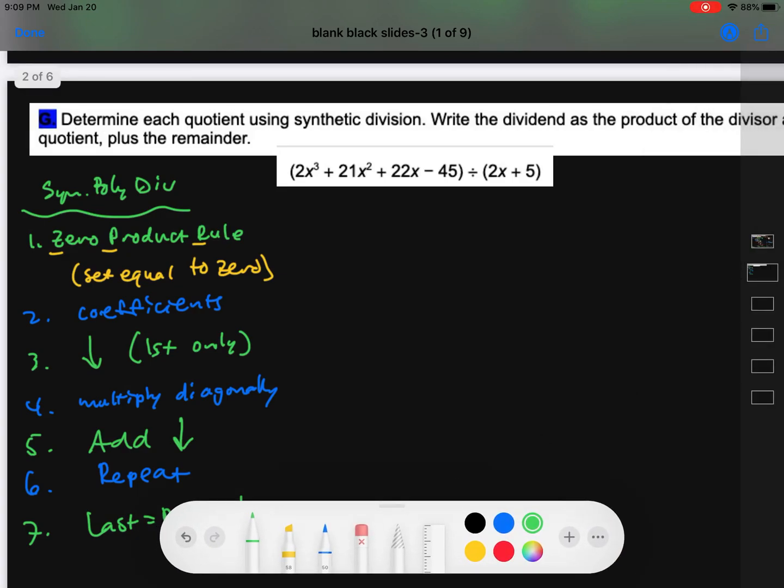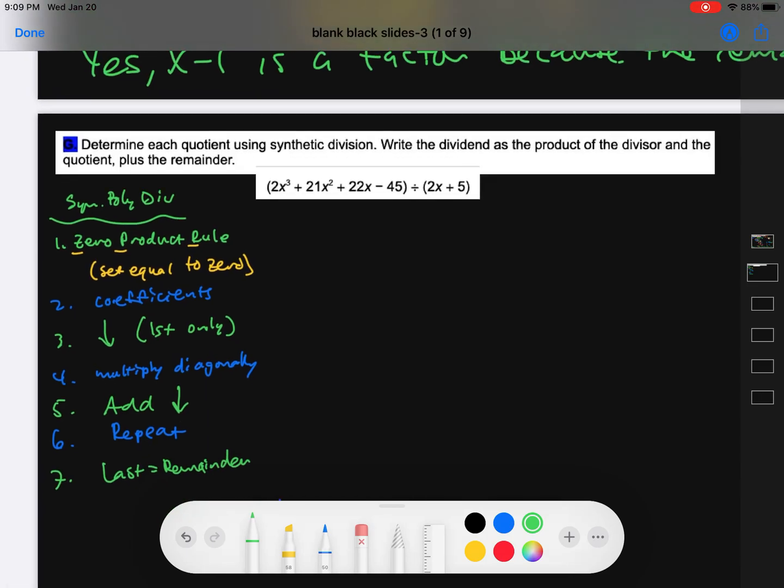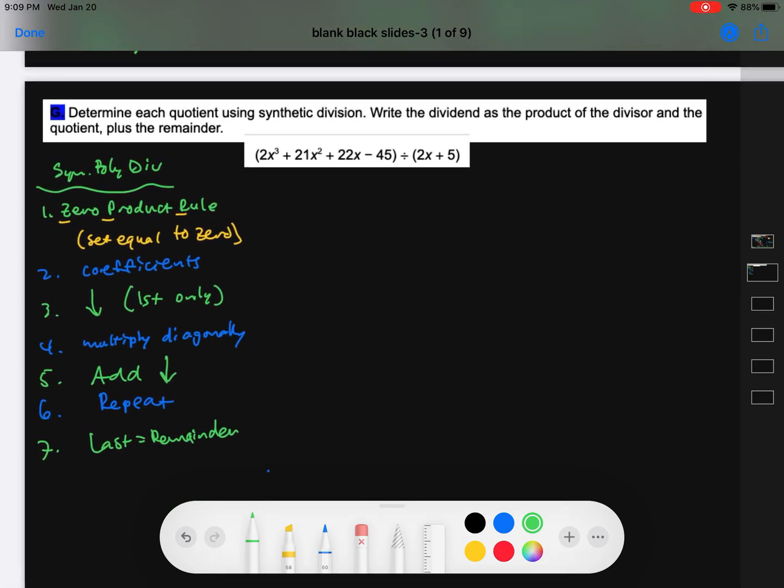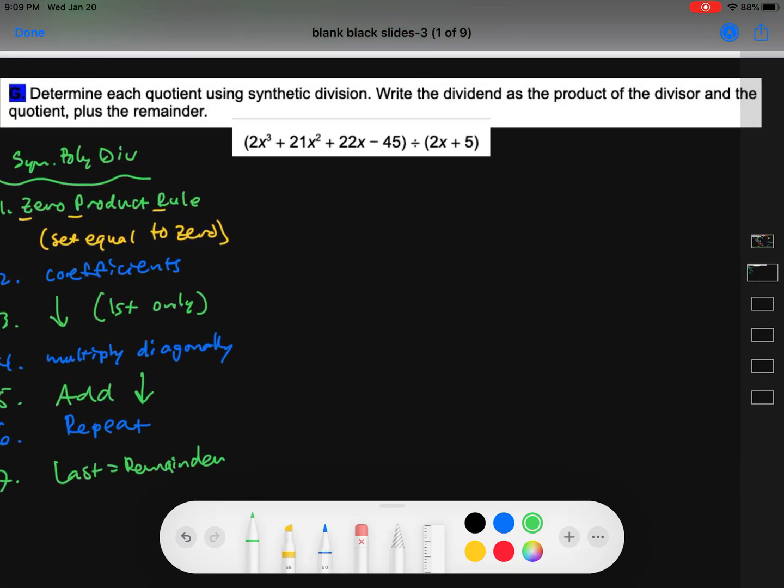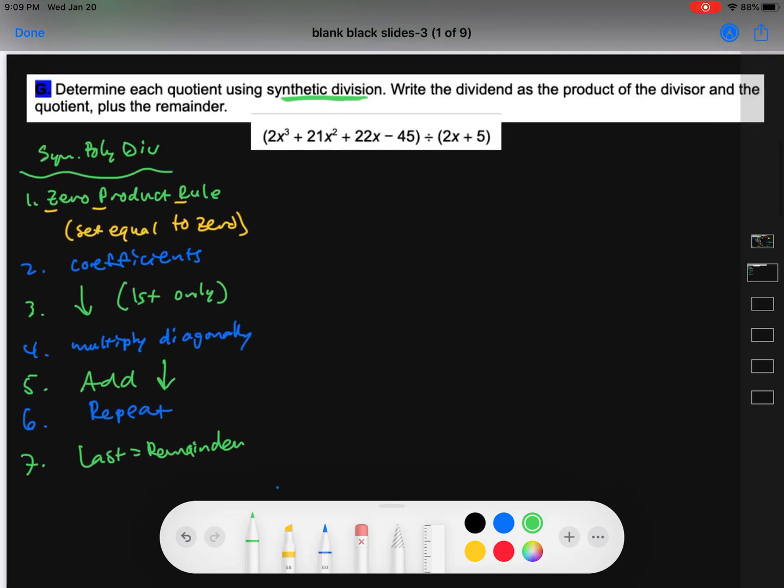All right, let's go over this problem. It says determine each quotient using synthetic division. Write the dividend as the product of the divisor and the quotient plus the remainder. The first thing I'm going to do is note that this is asking us for synthetic division, so I have the steps here just to remind ourselves.